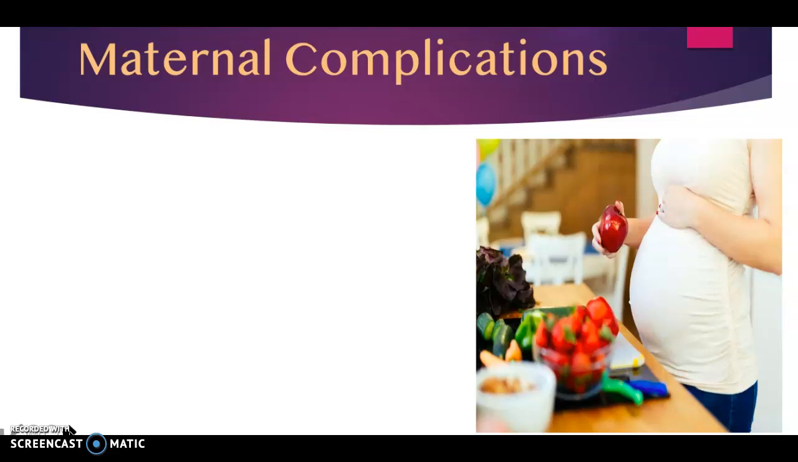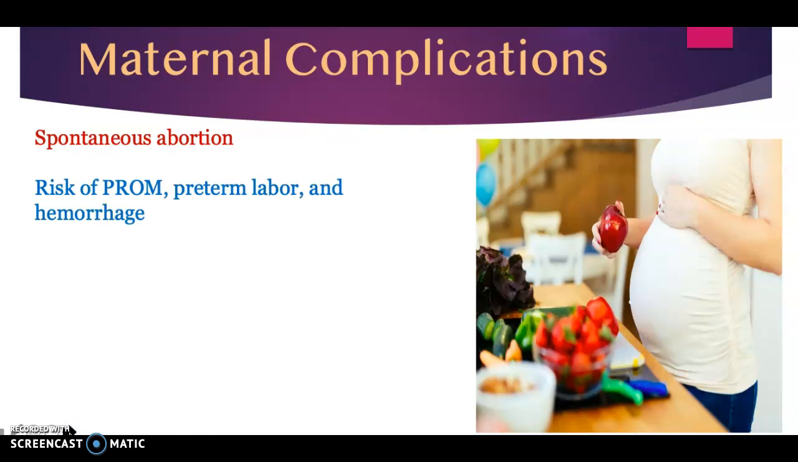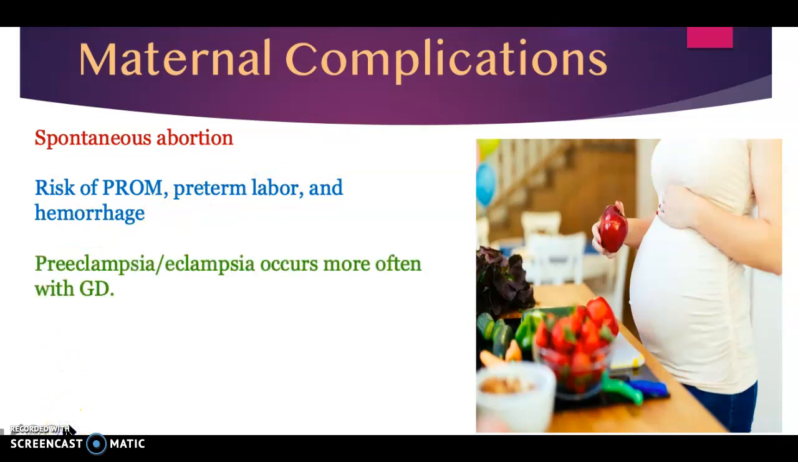So there are complications with gestational diabetes for the mom and for the fetus. The maternal complications can lead to a spontaneous abortion or a miscarriage. The risk of premature rupture of membranes, so when the amniotic fluid sac ruptures prior to the onset of true labor. Preterm labor, where she's contracting before 37 weeks gestation, and also hemorrhaging. Preeclampsia and eclampsia are strongly associated with gestational diabetes.